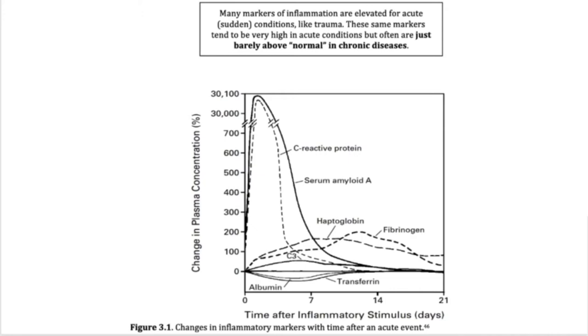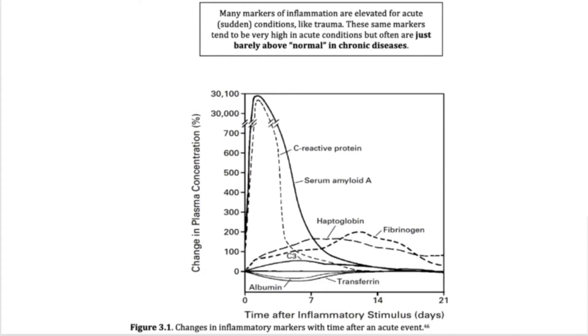So in other words, you bang your knee, C-reactive protein will go up. It'll come down. If you're lightly inflamed in your body, C-reactive protein will go up and stay up. So how do we tell whether you banged your knee versus you're chronically inflamed? Is by understanding the half-life of the marker.